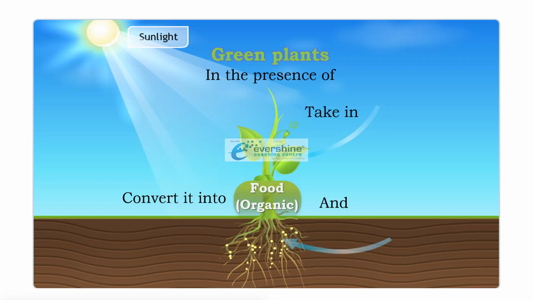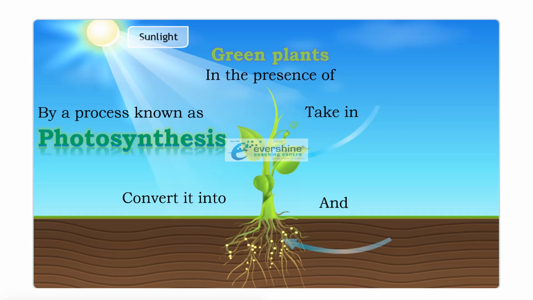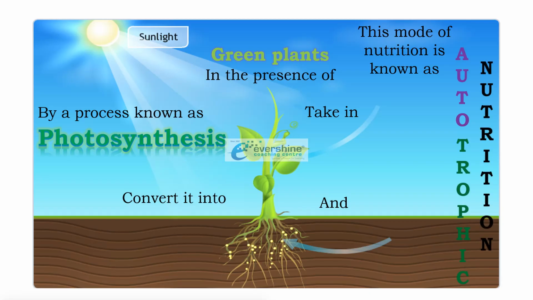Understood? So green plants, in the presence of sunlight, take in carbon dioxide from the atmosphere and water from the soil. कार्बन डाइऑक्साइड एटमॉस्फेयर से लिया जा रहा है, वाटर को सॉइल से लिया जा रहा है, और वो क्या हो रहा है? वो कन्वर्ट हो रहा है किसमें? ऑर्गेनिक स्टेट में. Understood? This process is known as photosynthesis. Green plants in the presence of sunlight use carbon dioxide and water and convert them into organic food. This process is known as photosynthesis, and this mode of nutrition is known as autotrophic nutrition.